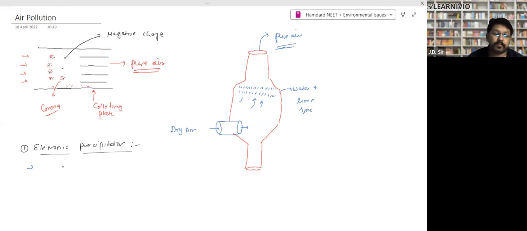So what do we call those solid dust particles which pollute the air? They are called SPM, suspended particulate material. They do not settle down. They keep on suspending in the air, and when we inhale, they go inside our nose, right? So to purify this suspended particulate material, we use a type of device. This device is called the electronic precipitator.